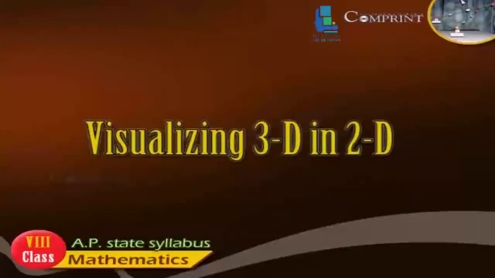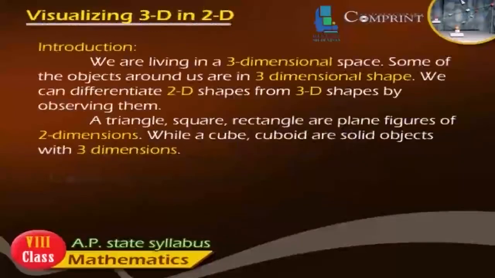Visualizing 3D in 2D. Introduction. We are living in a three-dimensional space. Some of the objects around us are in three-dimensional shape. We can differentiate 2D shapes from 3D shapes by observing them. A triangle, square, rectangle are plane figures of 2D dimensions, while a cube, cuboid are solid objects with 3 dimensions.